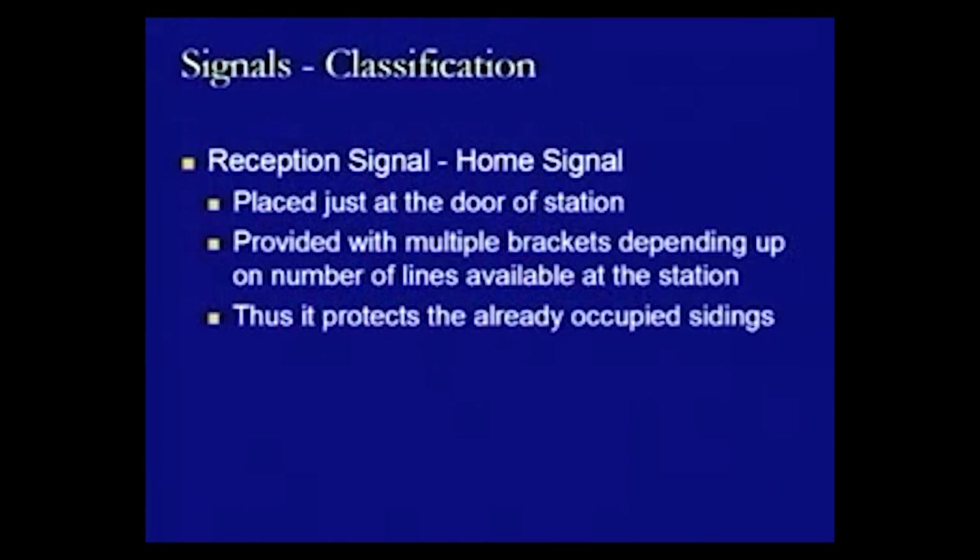Thus, it protects the already occupied sidings, meaning if a track is already occupied, then that signal will never go down and will not allow the coming train to move on this track. Therefore, we are eliminating the hazardous condition or the chances of any accident taking place between the approaching train and the train which has already taken its siding. So, this is how it protects the movements.